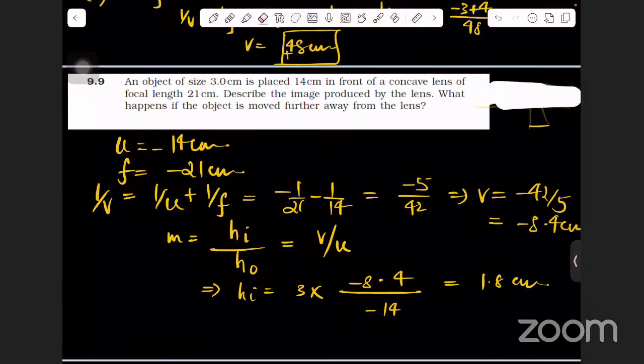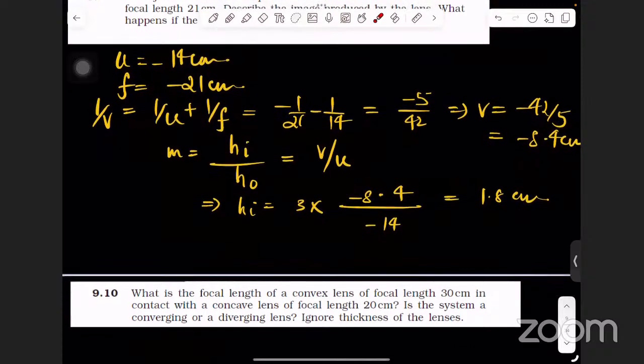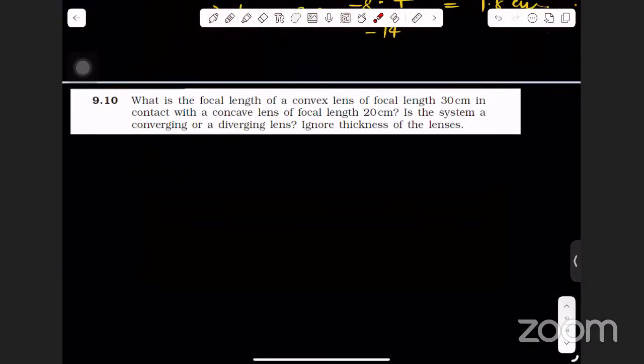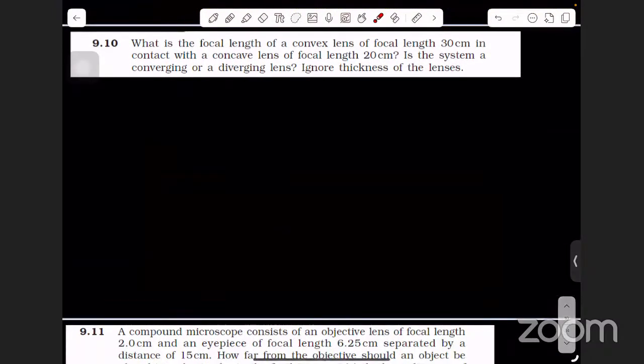Great. I think it's a pretty easy question, similar to the case of the first two questions. All right. So let's move on to the next question. What is the focal length of a convex lens of focal length 30 centimeters in contact with a concave lens of focal length 20 centimeters?